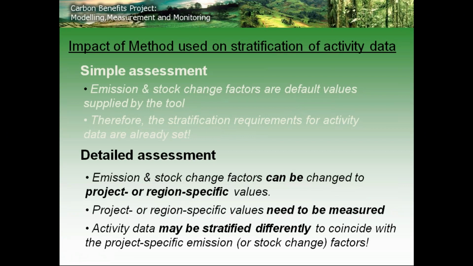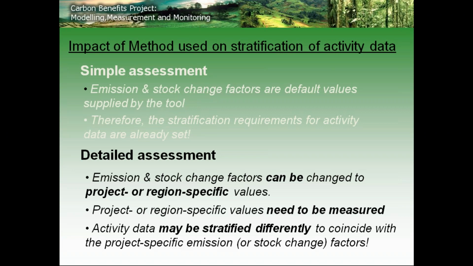So for the detailed assessment, we can actually make things much more project specific, and we begin to change our emission and stock change factors. So these can be changed to be project or region specific values. For those of you who know about the IPCC method, you'll know that some of the factors used in the IPCC method are very broad brush. You can have one factor for the whole of Africa, for example. So just by looking up a region-specific factor, you can already reduce the uncertainty that's involved in your calculations.